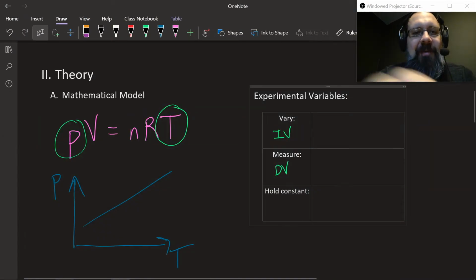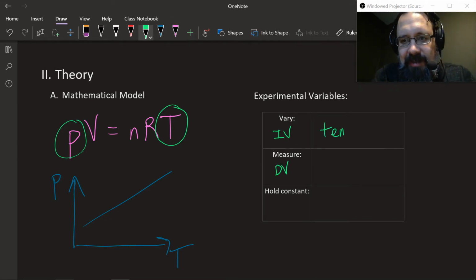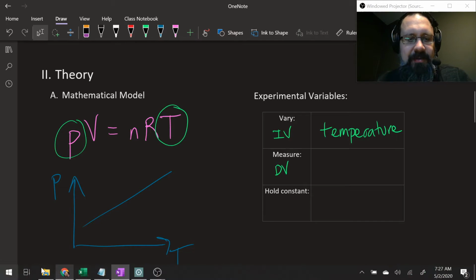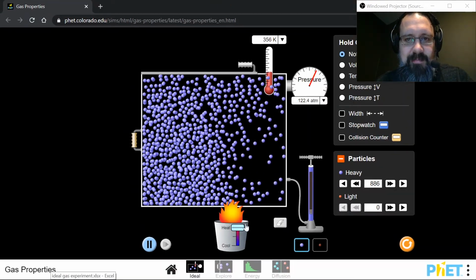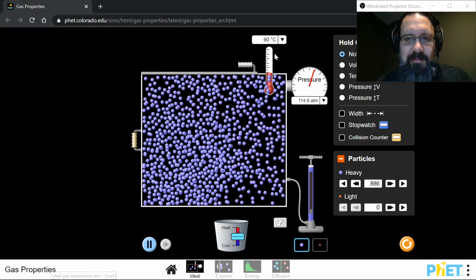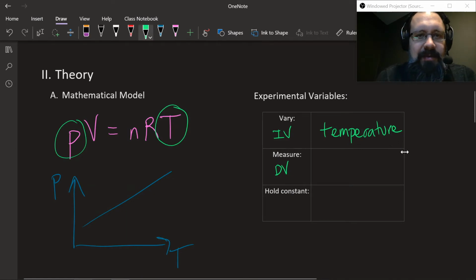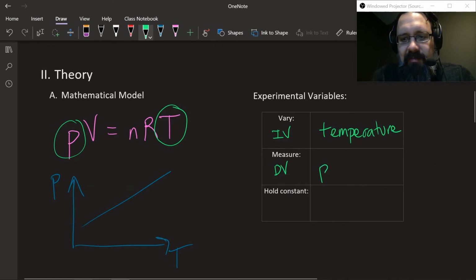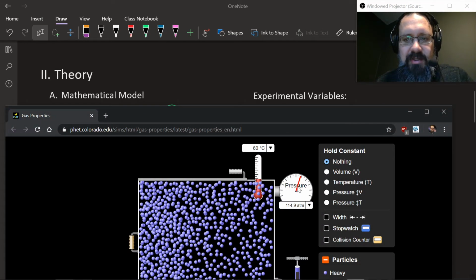So the independent variable we're going to use will be the temperature. It's very easy to control the temperature on this simulation, because all we have to do is just move this, heat it up or heat it down. And then we can just see up here, we can easily track the temperature. As a result of these changes in temperatures, we'll measure the pressure. There's that really nice pressure gauge that we can use to see how the pressure changes in response to our temperature changes.